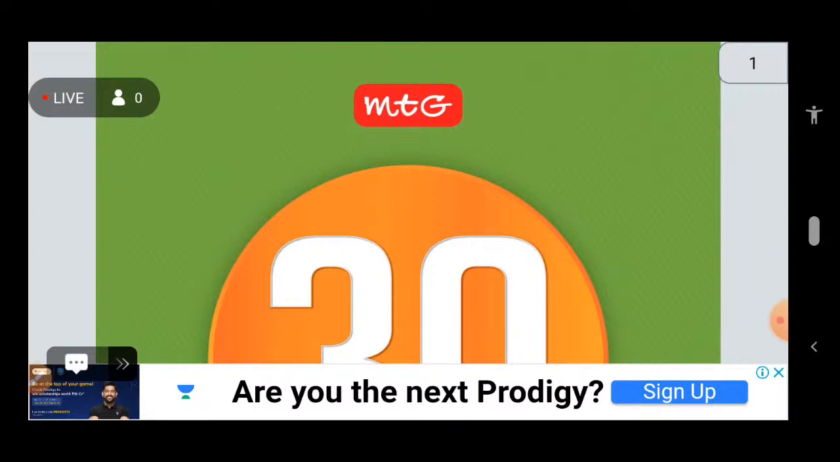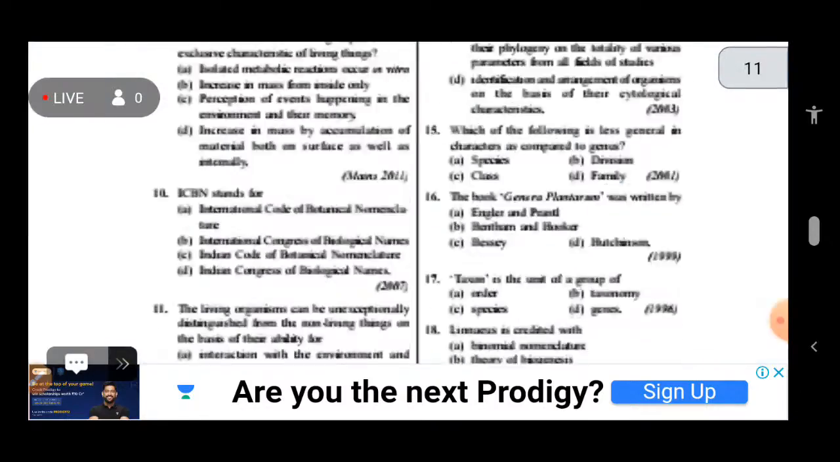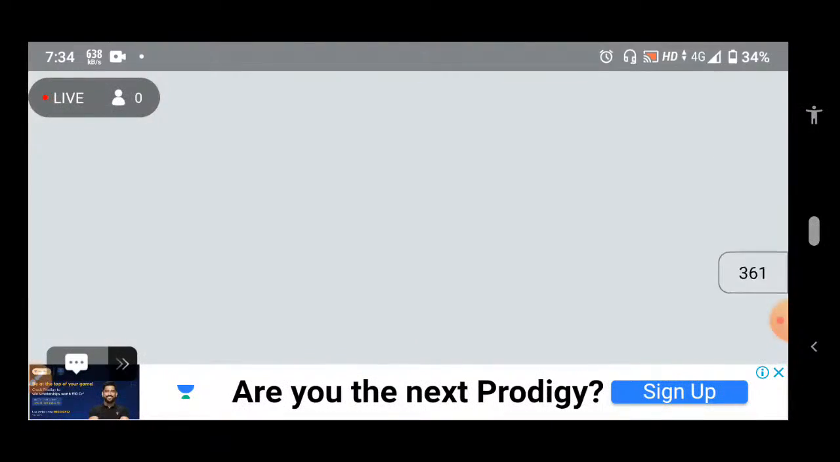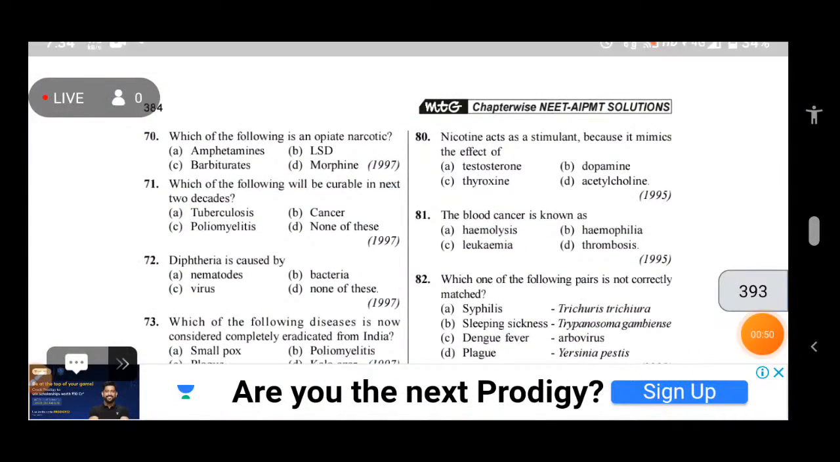So today is the first live, and it is the MCQ discussion from Biotechnology Principles and Processes. It is an important chapter for both the term two board exam as well as the NEET syllabus. So today we are going to see the NEET previous year questions from Biotechnology Principles and Processes.